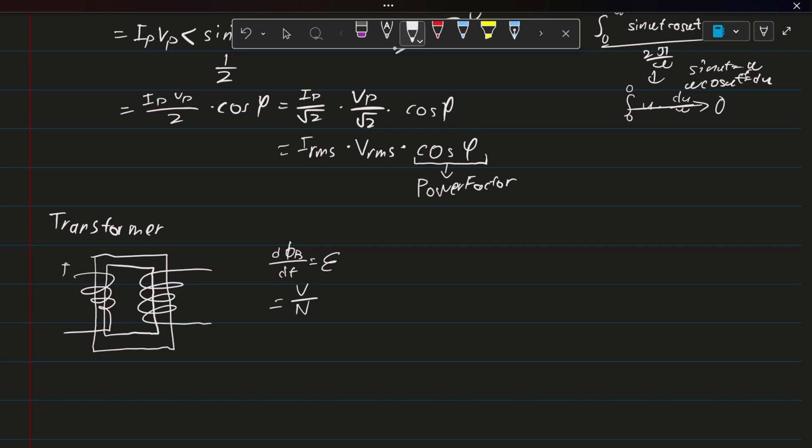So the voltage in between these 2 points. And this is also true for the other side. So the voltage over N must be constant. And this is why you get V1 over N1 equals V2 over N2. Or a much easier way to write this, V1 over V2 equals N1 over N2. N in here corresponds to the number of coils, if I haven't already mentioned this.